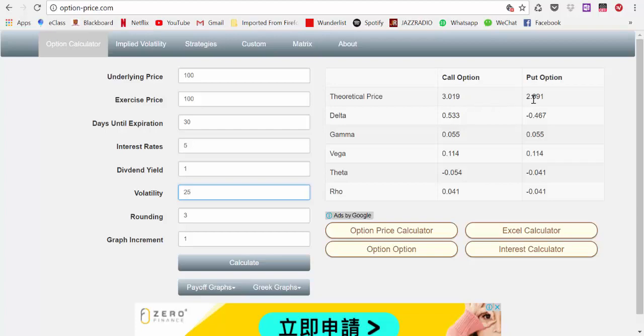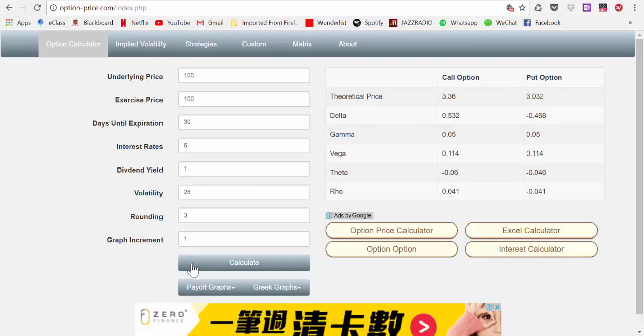$3.02 for a call, $2.69 for a put. If you change your volatility, so before it was priced at 25, let's say now I change it to 28, what would happen to the price when I calculate? Is it going to go up, go down, unchanged? These are the only three possibilities. Well, it can blow up as well, but I don't think it will do that. So calculate. The price has increased. Can you see that?